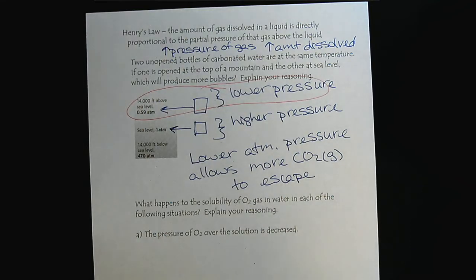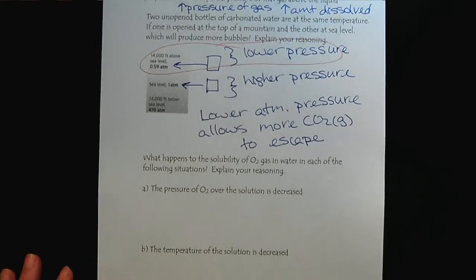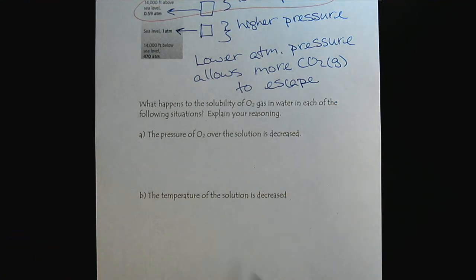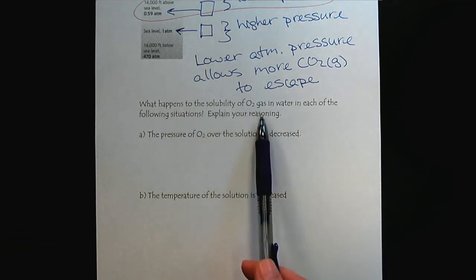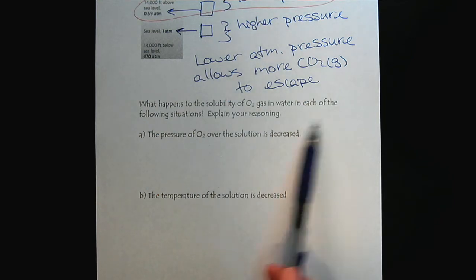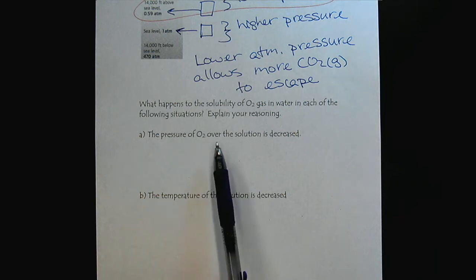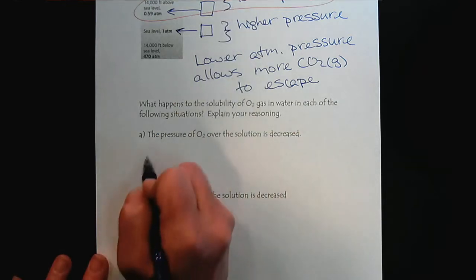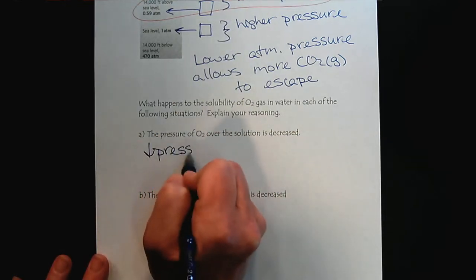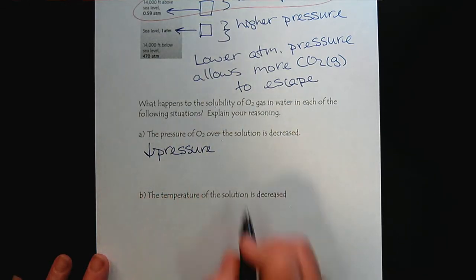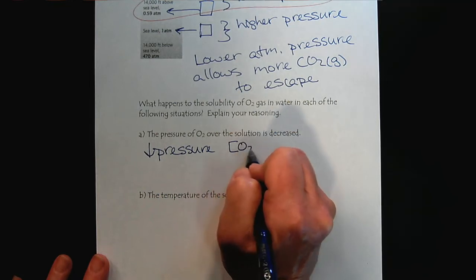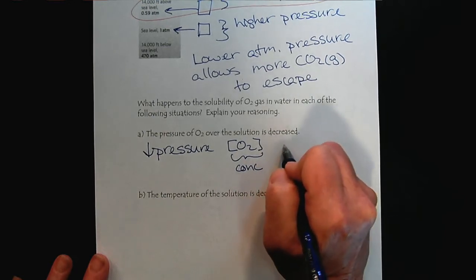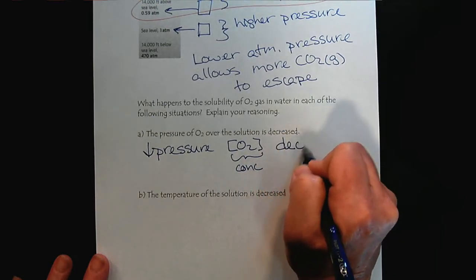Alrighty, let's look at a couple more applications of Henry's law. With Henry's law, there's not really a lot of calculations here. It's really more conceptual. So, for example, what happens to the solubility of oxygen gas in water in each of the following situations? The pressure of oxygen over the solution is decreased. So that would be similar to up above. As we decrease the pressure, then the concentration of oxygen in the solution will decrease.